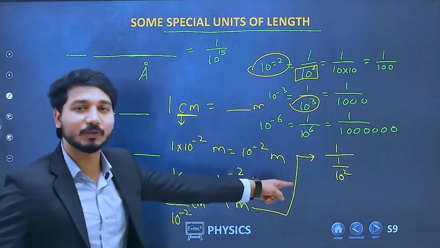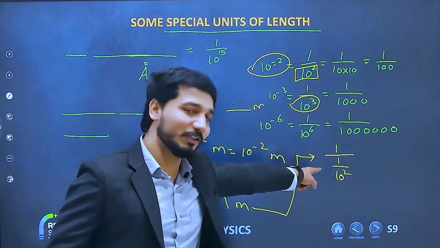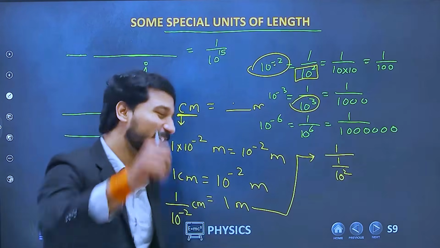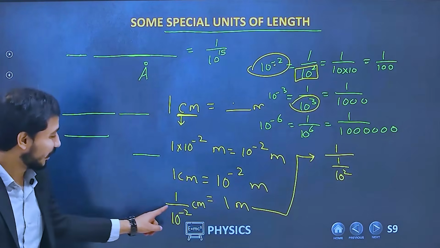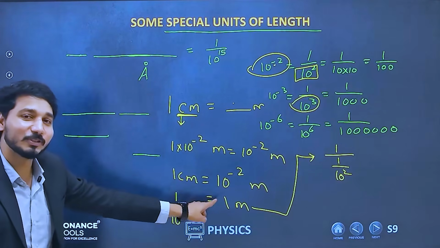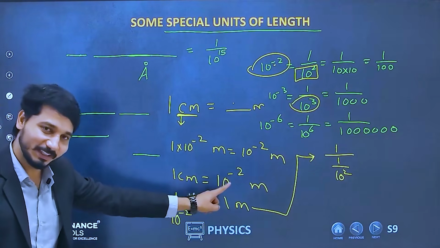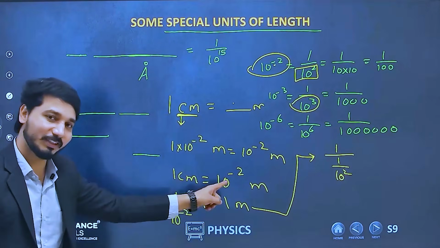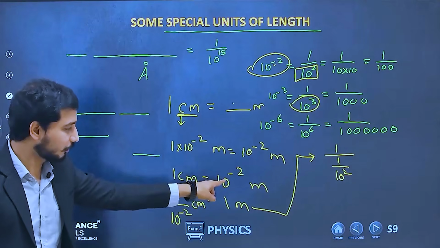Sir, why? Why 1 by 10 to the power minus 2 again? It is already in the denominator now. See here, why is it so? Because we are transposing this number from the right hand side to the left hand side, so this negative sign will come along with it, same as it is.